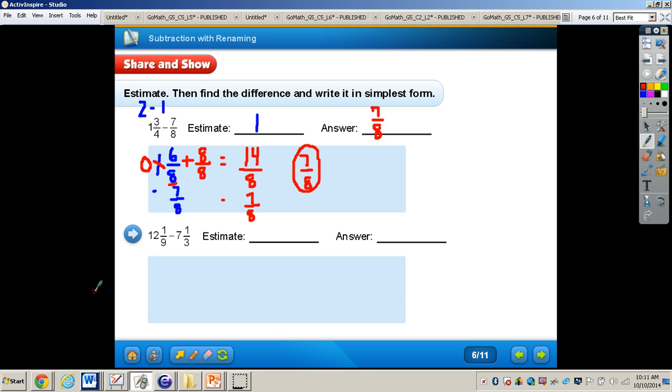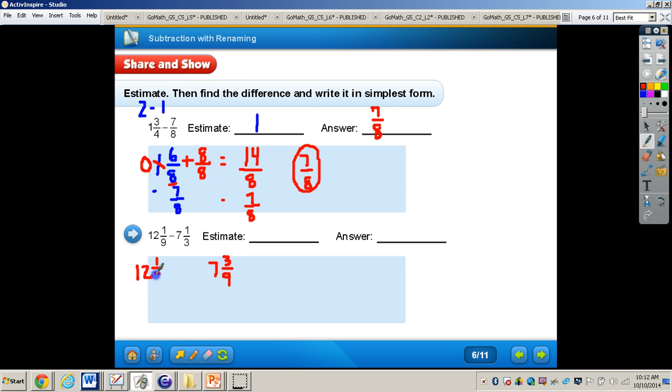Okay, I'm going to do one more with you because I want to show you the other way just one more time. 12 and 1/9 minus 7 and 1/3. The first thing I need to do is find a common denominator, and I know that my 3 goes into 9 3 times. So I'm going to multiply both numerator and denominator by 3, giving me 7 and 3/9. Okay, and then I have 12 and 1/9.